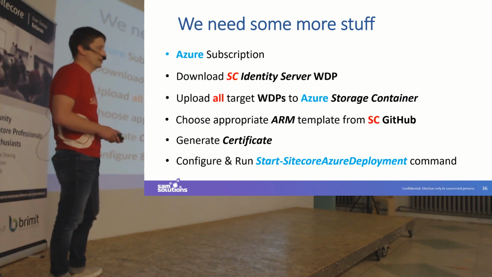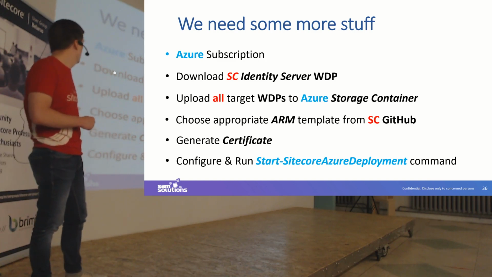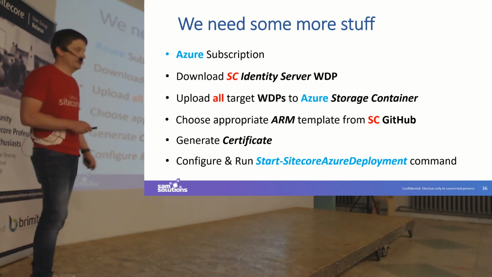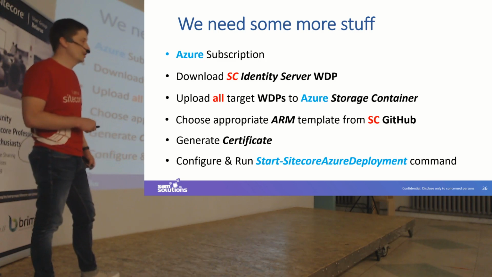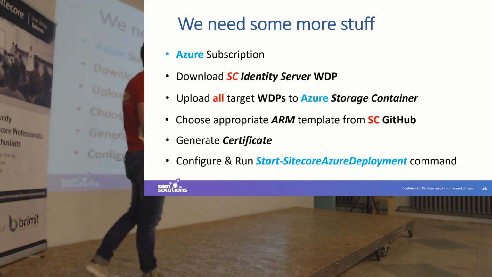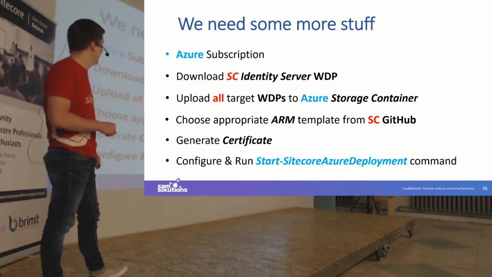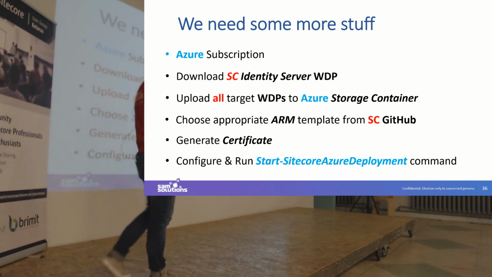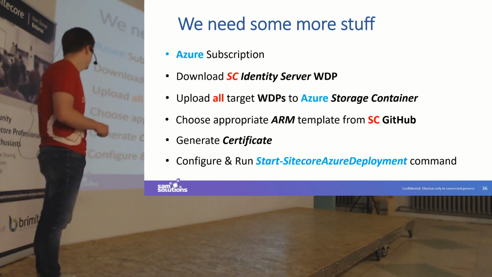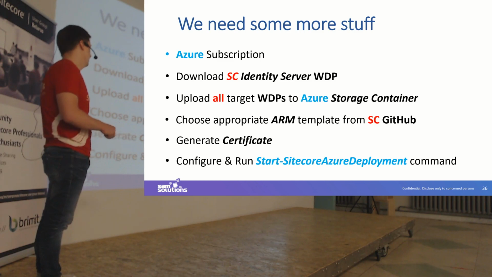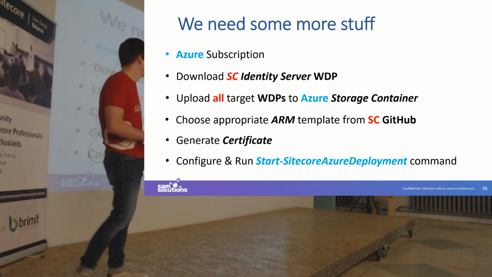So what additional stuff do we need? First of all, we need an Azure subscription. Also, we need to download the additional Sitecore Identity Server web deploy package. We need to target all these web deploy packages to an Azure storage container. We need to create it for that. Also, we choose the appropriate ARM template from the Sitecore GitHub repository. We need to generate a certificate, and configure and run our next command to start the Sitecore Azure deploy.